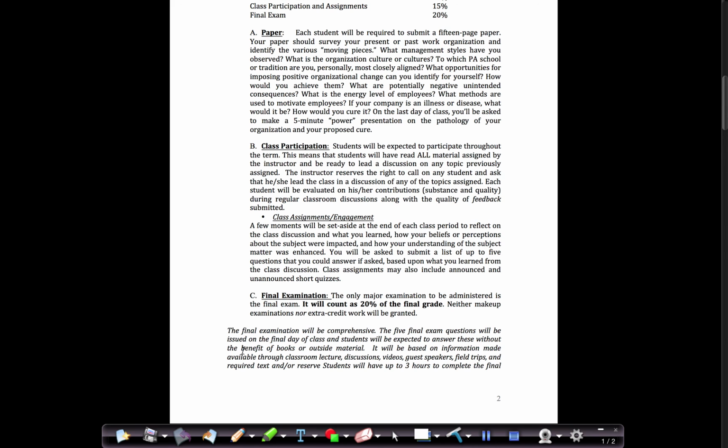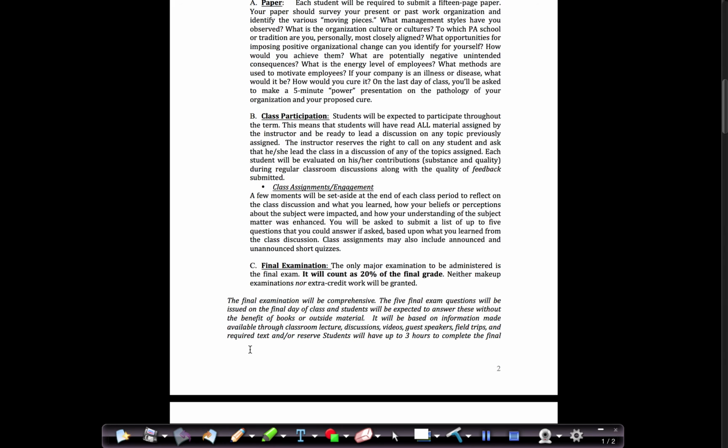The only major exam is the final exam. It will count as 20% of the final grade. There will be no makeup exams nor extra credit work granted. The final will be comprehensive. I anticipate it consisting of 5 questions that you'll be required to answer. I may give you a choice of 5 out of 7 or 5 out of 8. However, there will be 5 questions required to be answered on the final exam.